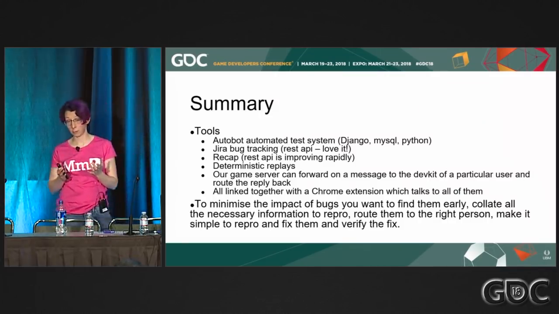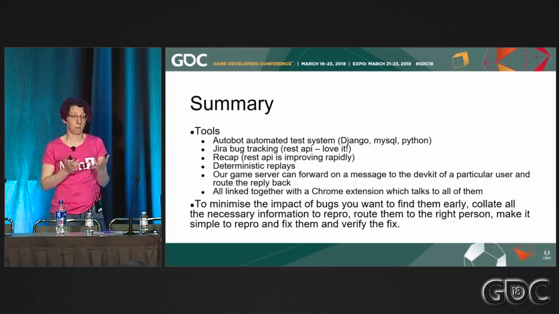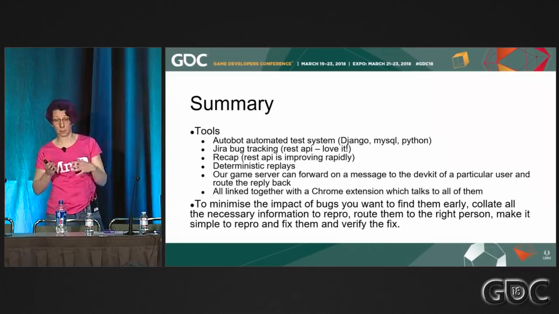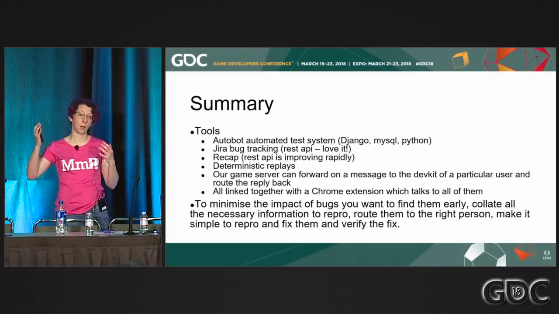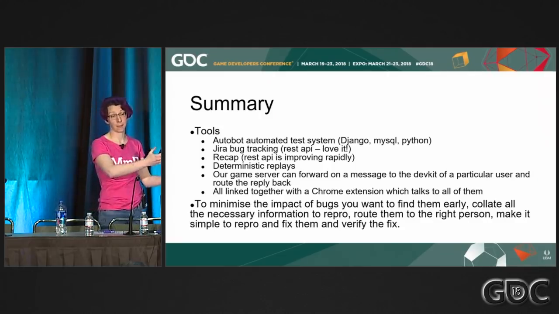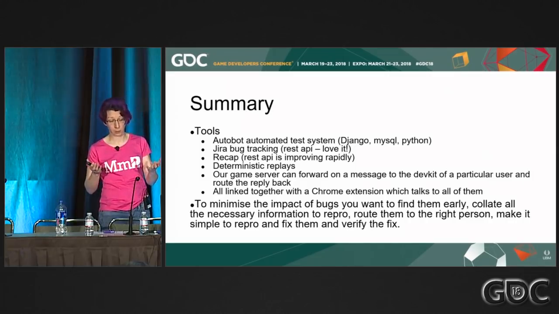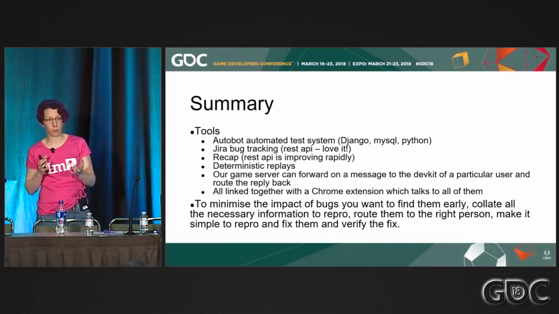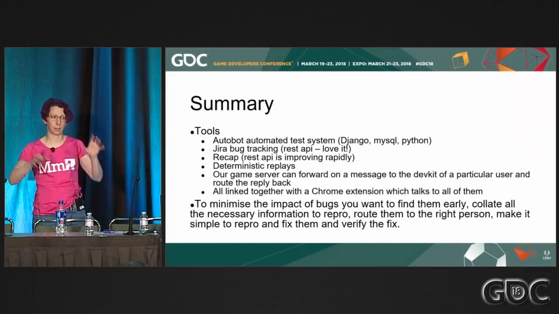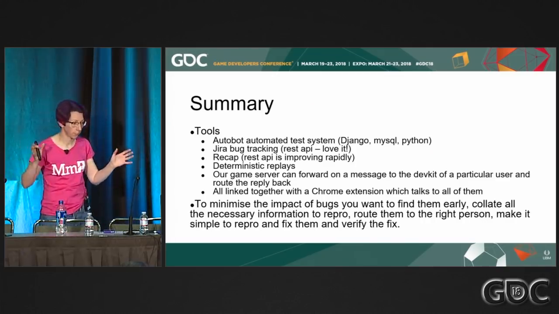We use deterministic replays, and they're essential for the reproing of our bugs. Our game server can forward a message from the web side onto a dev kit, and then can send the result back to the website, which is used by a bunch of these tools. And it's all linked together with the Chrome extension, which has got fingers in many, many pies.